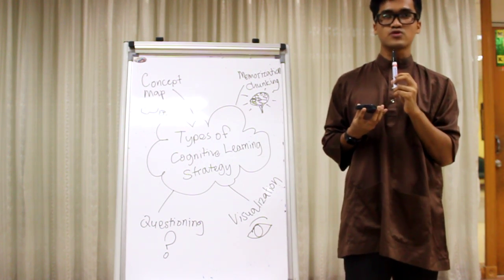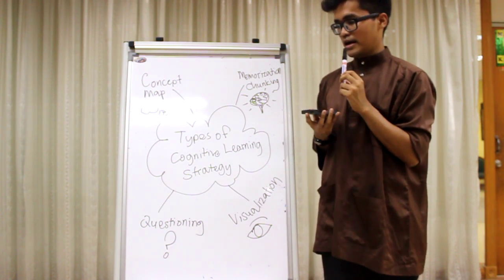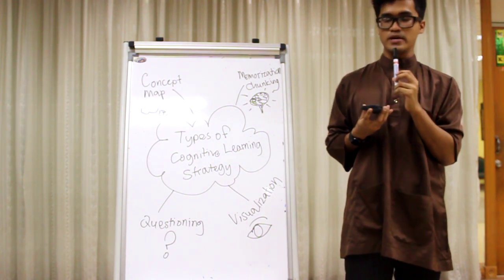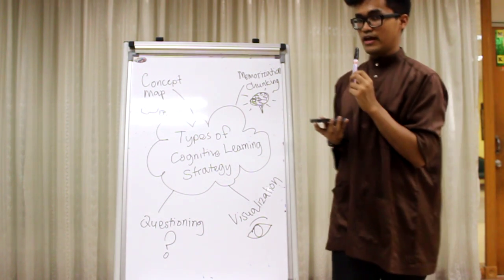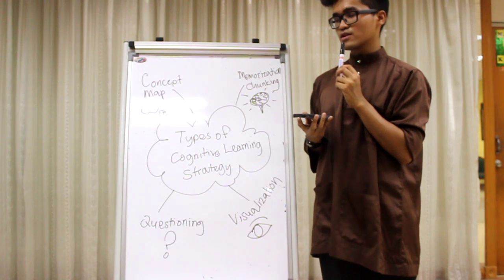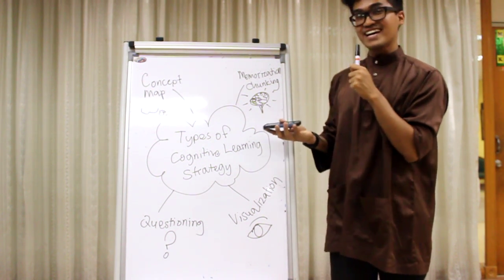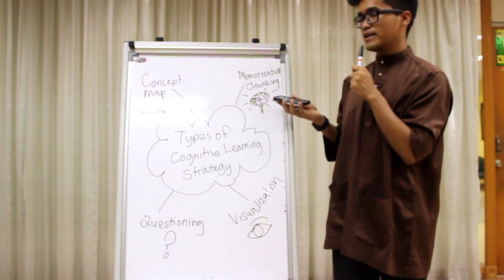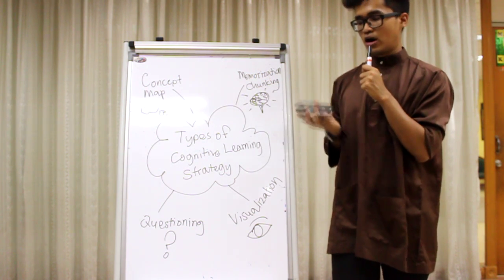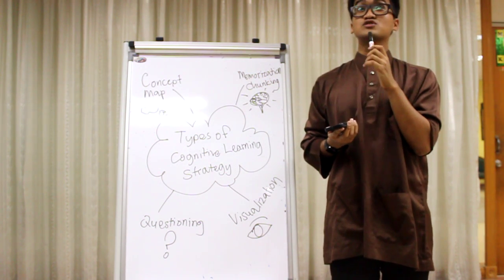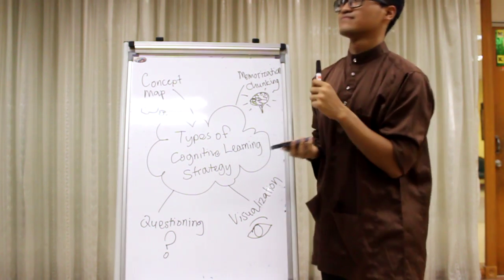Visualization is where you draw out maps or tabulate information in a graphic format so that you will be able to see the connection between information. And that concludes the types of cognitive learning strategy. Next, we will go on one by one and we will demonstrate to you each type of cognitive learning strategy so that you can use it at home on your own.